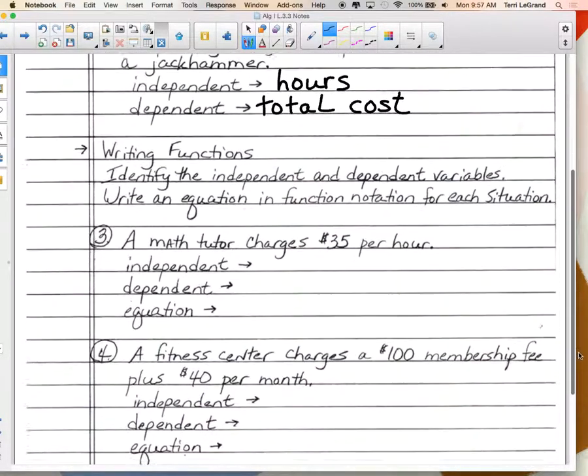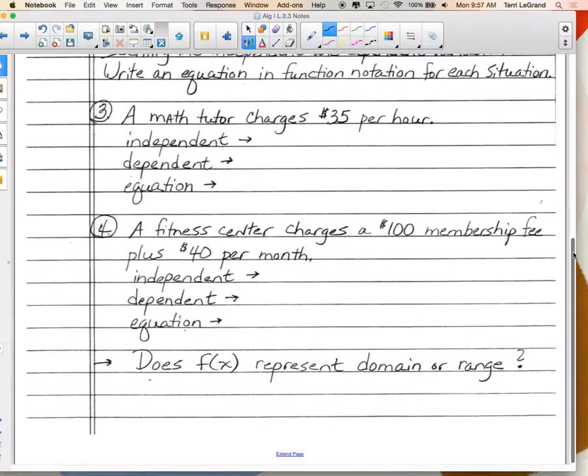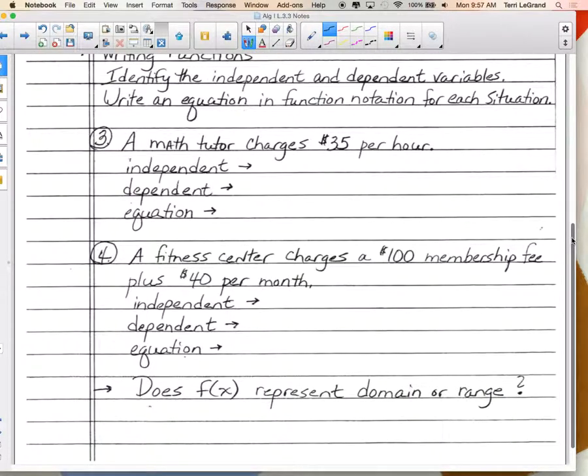Okay, so now we're going to practice that. Identify the independent and dependent variables. Write an equation in function notation, which means what again? How does function notation look? f of x. For each situation. So a math tutor charges $35 per hour. Independent is going to be time, so hours. Okay, so independent is going to be the number of hours.